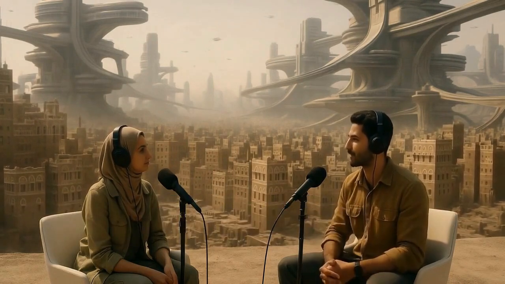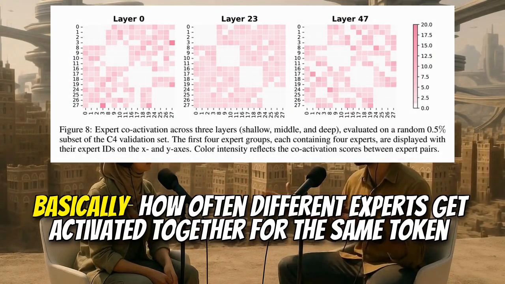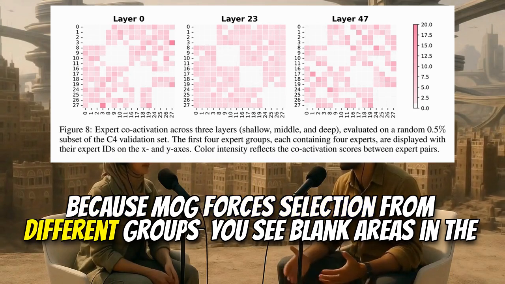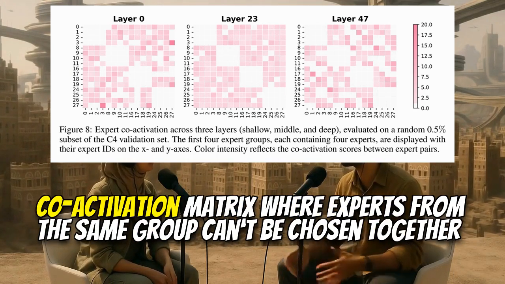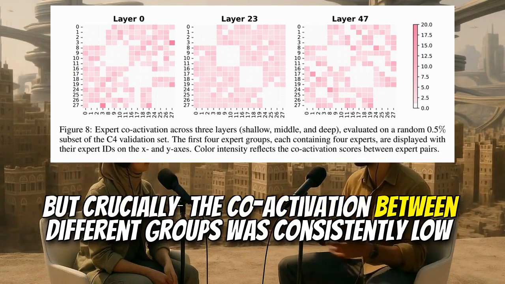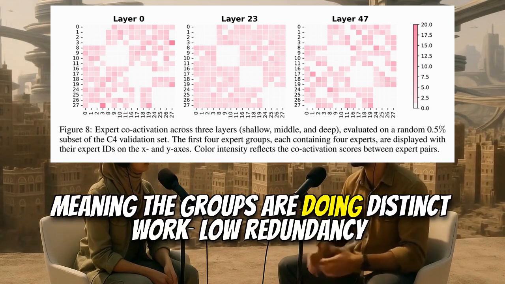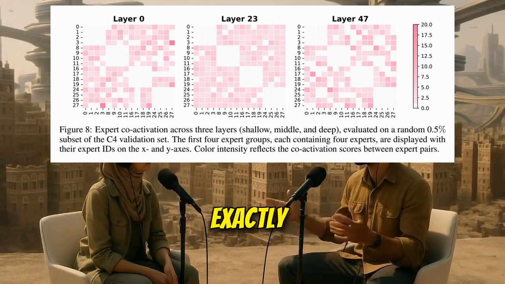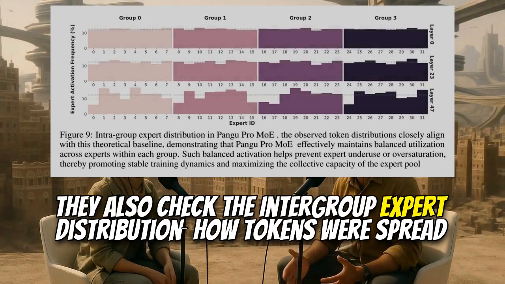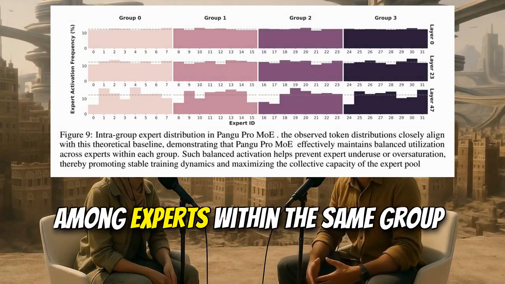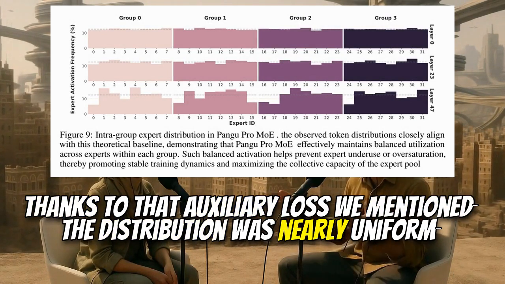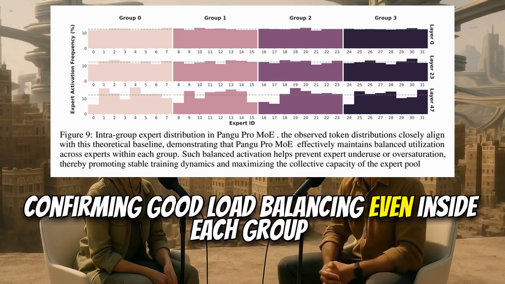It does suggest that. They also looked at expert co-activation. Basically, how often different experts get activated together for the same token. Because MoGE forces selection from different groups, you see blank areas in the co-activation matrix where experts from the same group can't be chosen together. But crucially, the co-activation between different groups was consistently low. Meaning the groups are doing distinct work, low redundancy. Exactly. It indicates the experts aren't just duplicating effort across groups. They also checked the intragroup expert distribution, how tokens were spread among experts within the same group. Thanks to that auxiliary loss we mentioned, the distribution was nearly uniform, confirming good load balancing even inside each group.